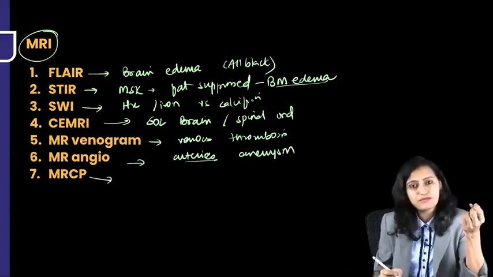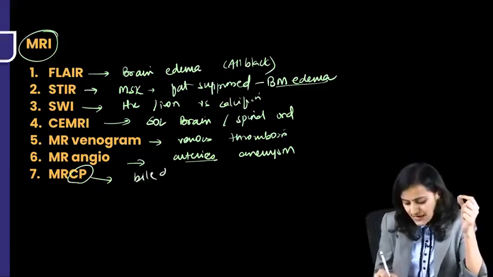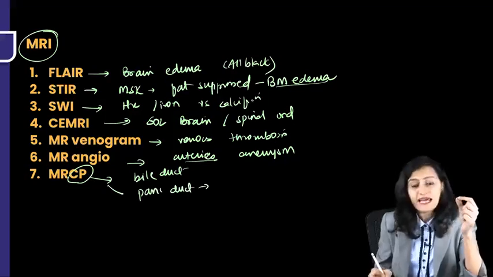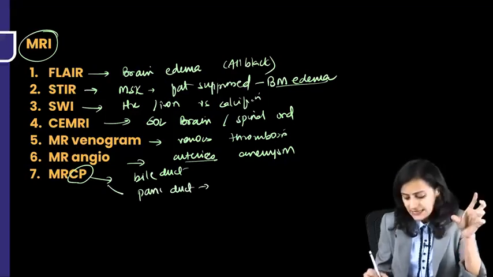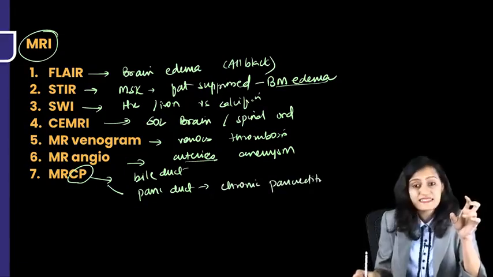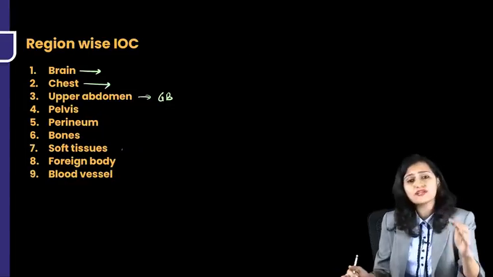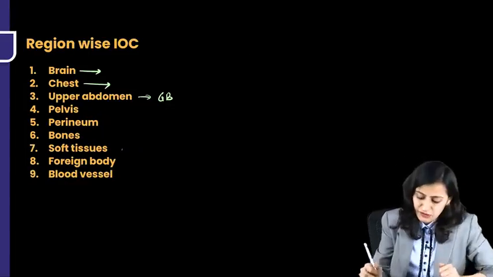And MRCP is magnetic resonance cholangiopancreaticography. So to look for the bile duct pathologies and the pancreatic duct pathologies, like we want to look for dilated pancreatic duct in chronic pancreatitis, we will do MRCP, right? So these are the various applications. Now going to region wise, what is the investigation of choice?